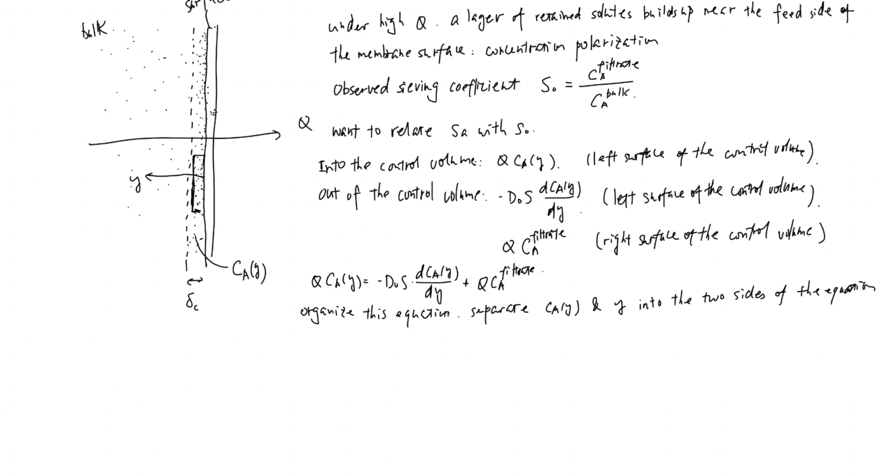So what you would get is Q dy equals minus D naught dCa over Ca as a function of y minus Ca filtrate. The Ca filtrate is considered as a constant, but Ca itself is a variable. Here Q, we define it as capital Q divided by the area. So this is flux per unit area.